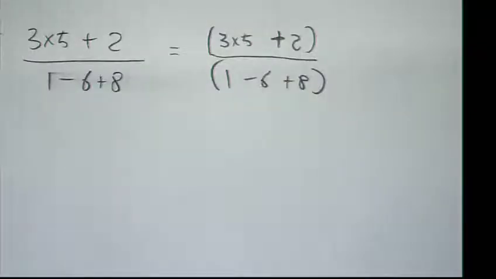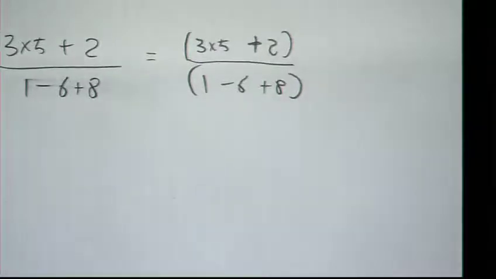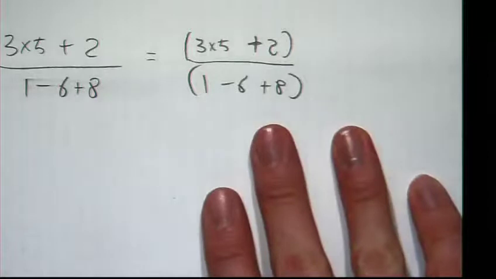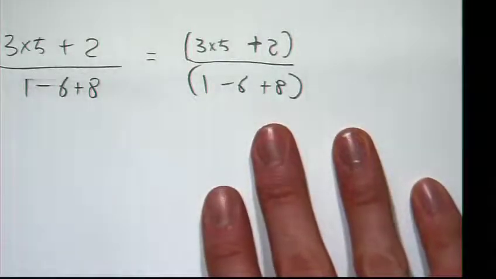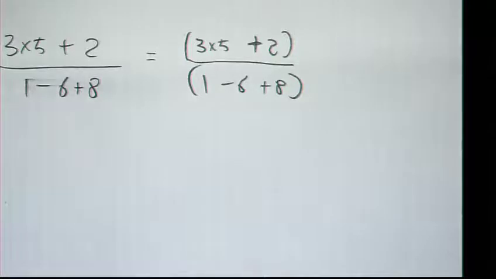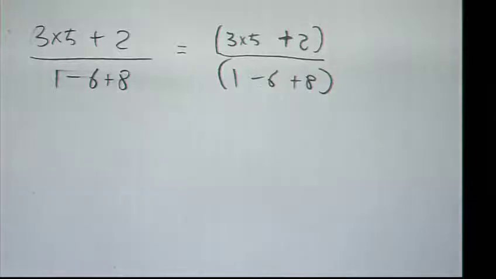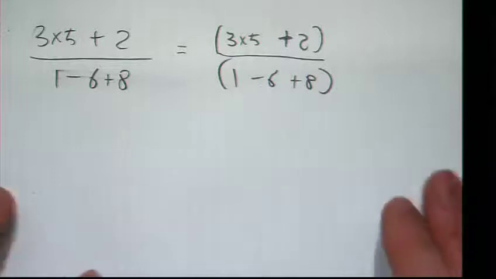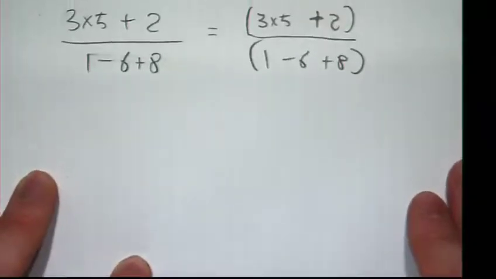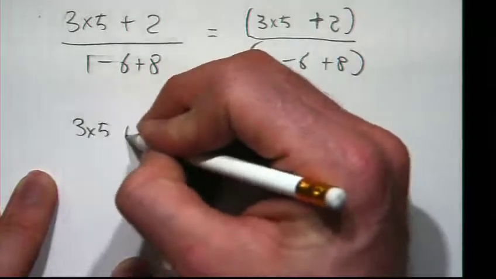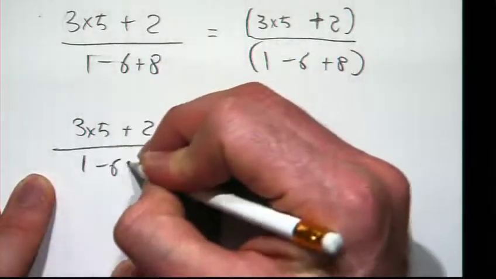But I can also use what I know about how to calculate things to calculate that myself if I want to. The rules of which order you should do operations in say that brackets come first, and that includes brackets that are hidden because they're fractions. So it's not really brackets, it's grouping symbols, and the fractions group things together. So I can go 3 times 5 plus 2 over 1 minus 6 plus 8.